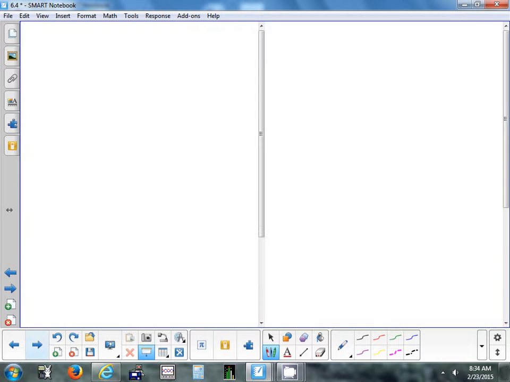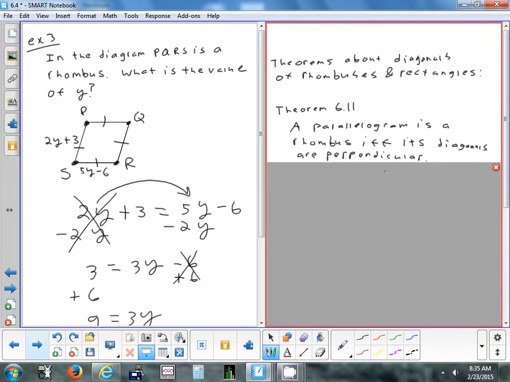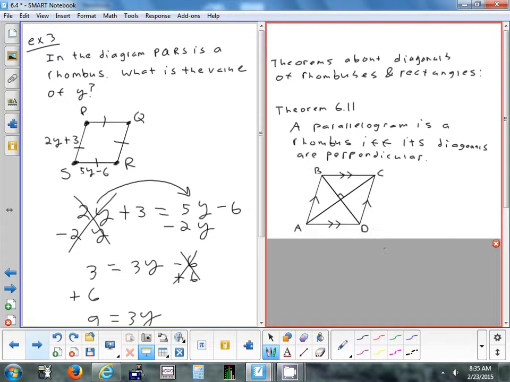All right, so now I'm going to take a look at some theorems just about the diagonals. Okay? Well, we already know the diagonals bisect each other. Okay, that's true for a parallelogram. But they can bisect each other in different ways. Sometimes the diagonals will be perpendicular. Okay? They bisect and they're perpendicular. That'll happen in a rhombus. Okay, so in a rhombus, if you draw in your diagonals, they always meet at a 90-degree angle.